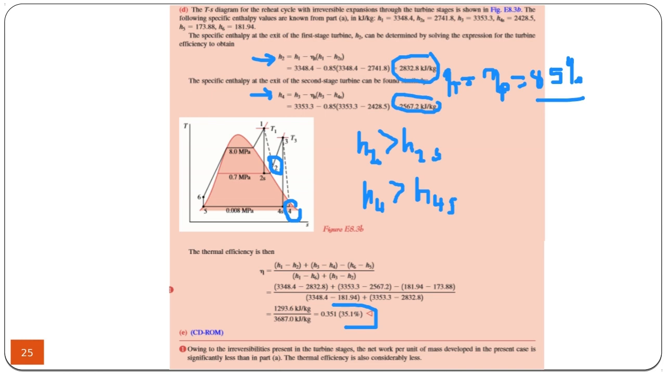And the reason why we have less efficiency here is because of the irreversibilities in the turbines, the first turbine and the second turbine, which are mostly the friction between the steam and the turbine blades, which causes the exit enthalpies of the turbines to be higher. So instead of converting the steam enthalpy to work, some of the energy remains as heat energy, the high enthalpy, because of the friction.